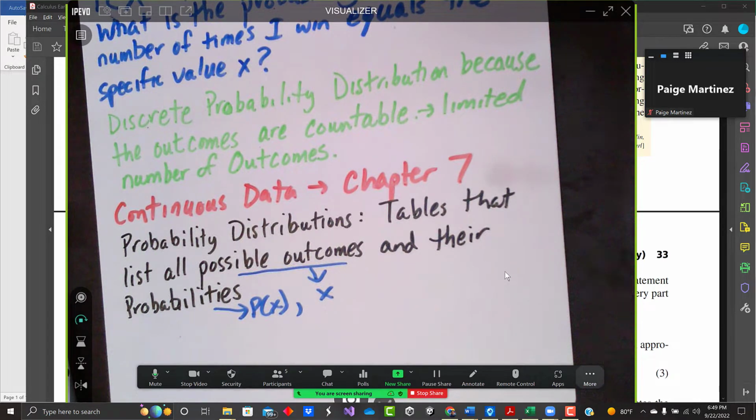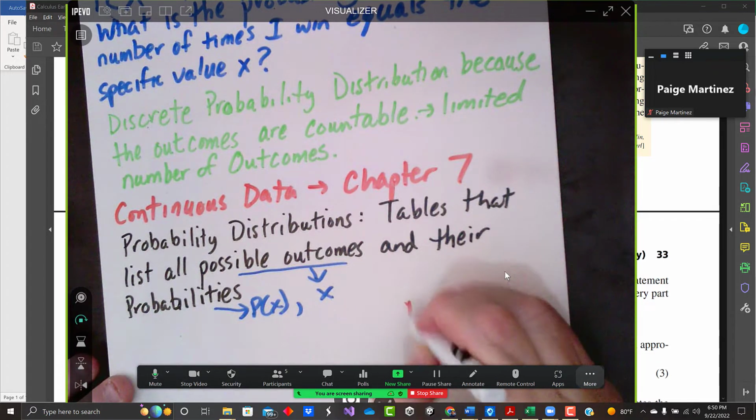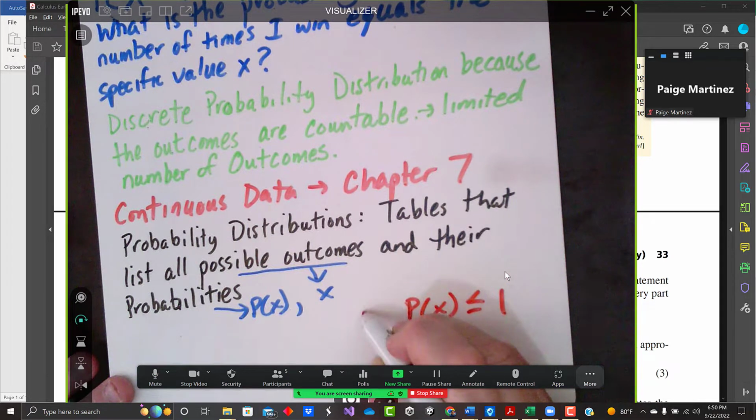Some things are required for a probability distribution. Probabilities have to be less than 1. They can equal 1. They also have to be positive. They have to be greater than 0.